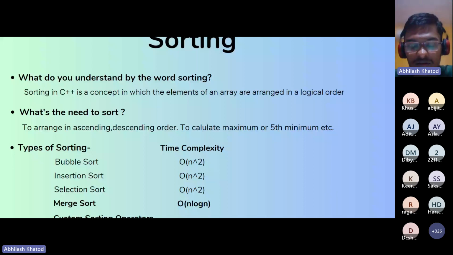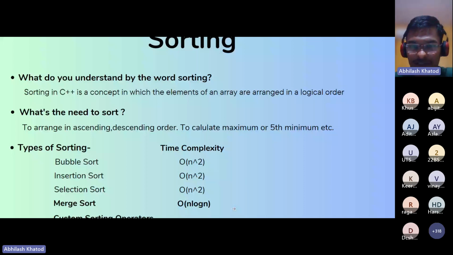Suppose in a question you are asked to find the fifth minimum or fifth maximum element. How will you do it? It's actually tough, right? So what we will do is use a few different methods of sorting. Here I have listed a few of them. As you learned previously, bubble sort, insertion sort, and selection sort give a time complexity of O of n square, which is not that great. Instead, we have another method called merge sort, which gives us a time complexity of O of n log n. And as you know, O of n log n is much better than O of n square.